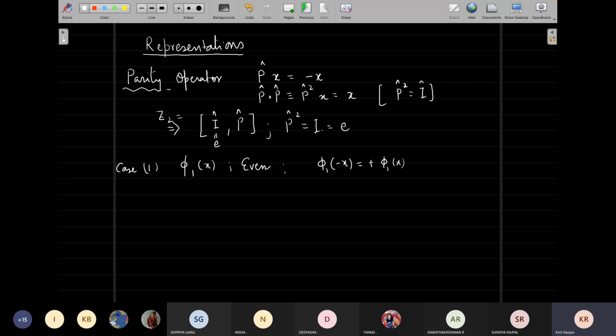Yeah. Now, let's think about what each of these operators is doing on this function, because operators generally operate on the function. So let's say our E operator operates on this phi1(x). So what does this give?